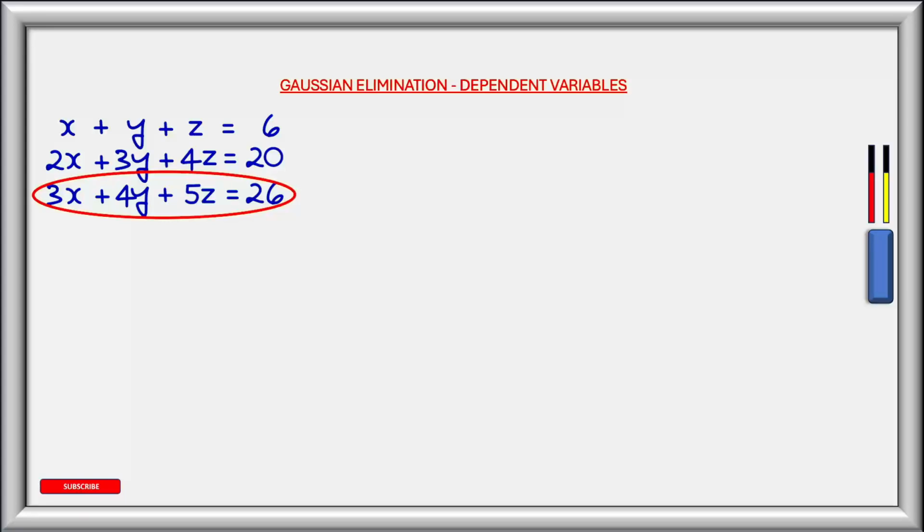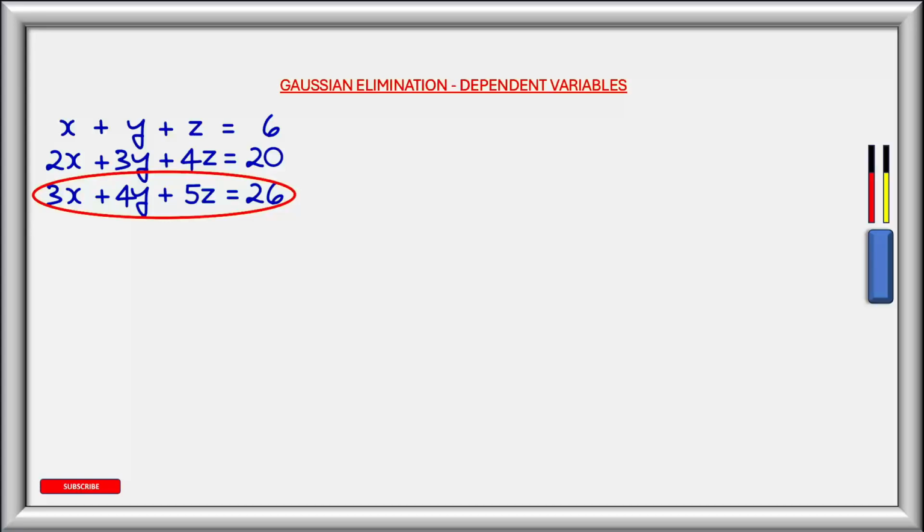In this tutorial, we're going to run Gaussian elimination on this system of equations and watch how the row reduction causes an entire row to collapse into zeros and forces us to use dependent variables to solve for infinitely many solutions. Now, before we start crunching the numbers, we need to convert this system of equations into an augmented matrix.